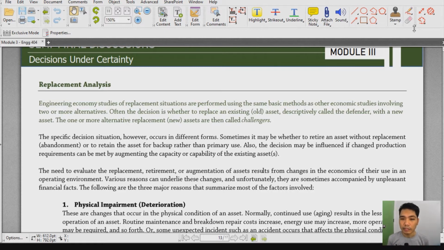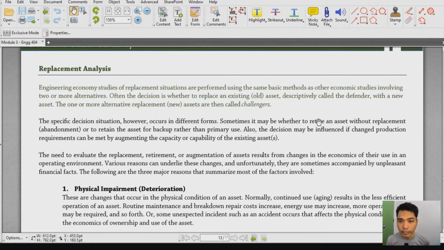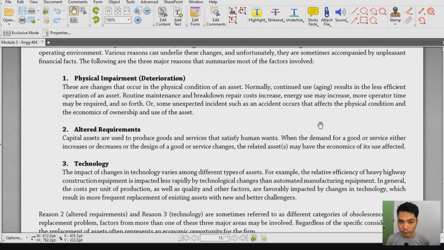But in this replacement analysis, before they were able to arrive at that certain point where we have to replace this after n years, they were able to assess that based on the several factors that they have to consider in order to obtain that conclusion. And we do have three factors that we always consider in a replacement study. So we have the physical impairment, that's the deterioration of the old asset, the altered requirements that are involved in this original asset, and the technology, of course, because technology is changing from time to time, so you have to keep up with the changes, especially when there are new modern technologies available.